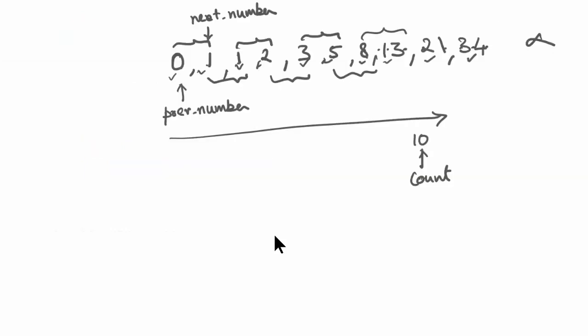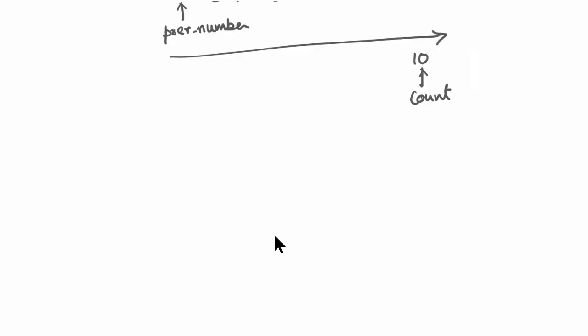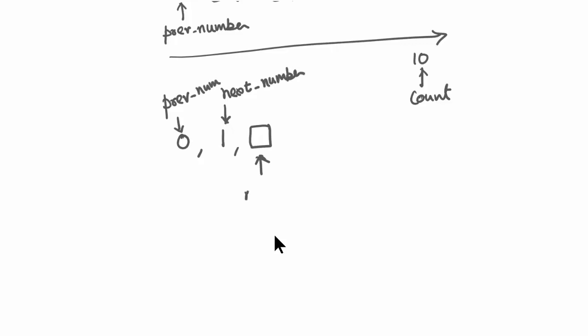So the way we are doing it is, say we have 0, 1. So this is previous number, this is next number, right? Now we want to find out what the next number is, and the next number is a summation of the previous two numbers, right? So this is next underscore number, previous underscore number. So next, this is a third variable. Next equals previous underscore number plus next underscore number.